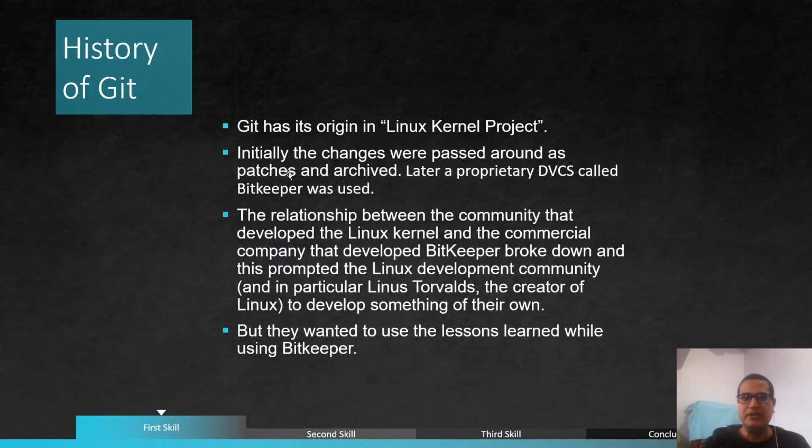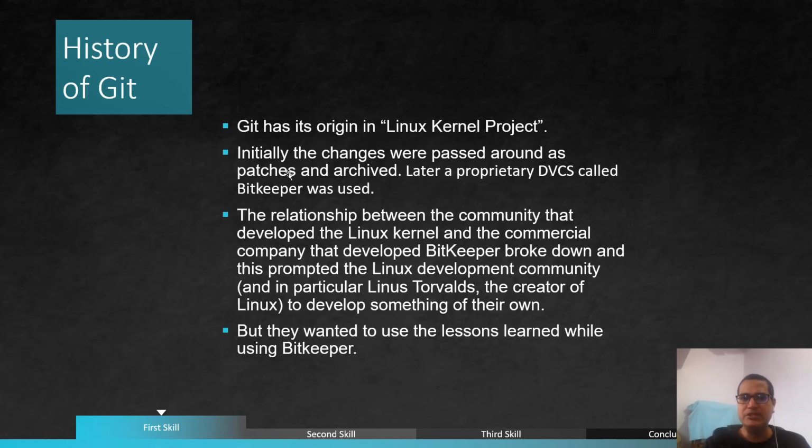The history of Git goes like this. Git has its origin in the Linux kernel project. The Linux kernel project, as you might already know, is one of the milestones in the computer software development industry, and it has a fairly huge code base.